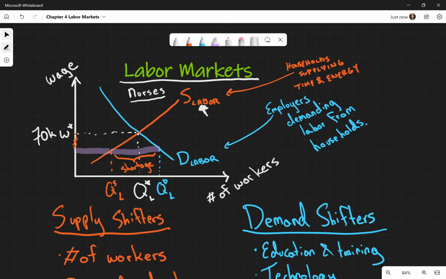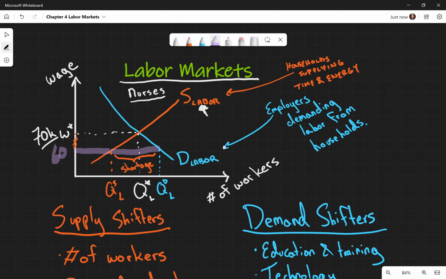And we're told that, let's say the equilibrium wage for nurses is $70,000. Well, if places are coming in and trying to hire workers at, let's say, $60,000, there is going to be a demand for labor that far outstrips the supply of labor. So this is part of the reason why we have a nursing shortage, right? The equilibrium wage is higher than a lot of the starting wages.